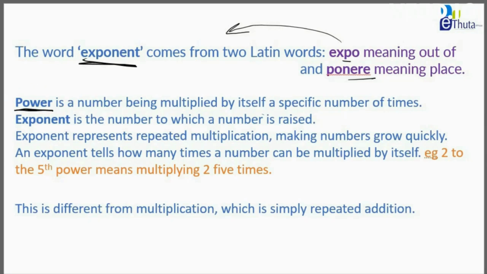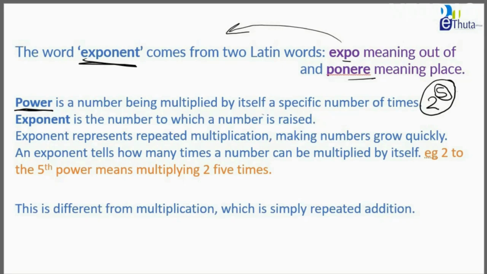Power is a number being multiplied by itself a specific number of times. So for example, if we say 2 to the power 5, this 2 to the power 5 is the power. And then the exponent is the number to which a number is raised, which means only this number 5 is known as the exponent. But 2 to the power 5 itself is known as the power.